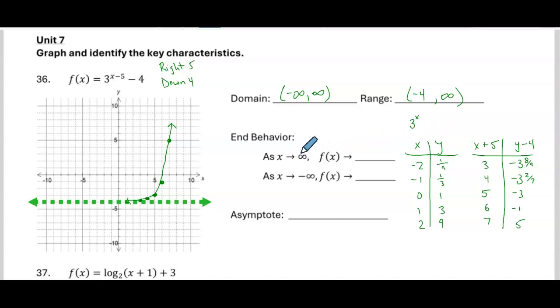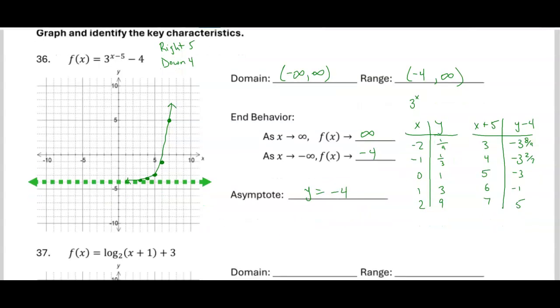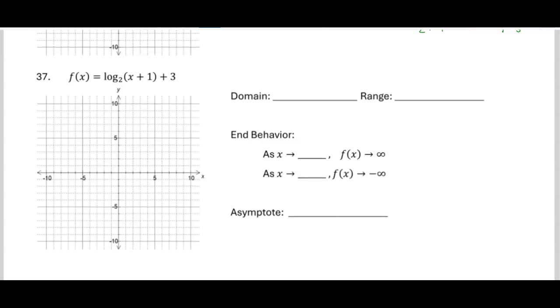For end behavior, as we move to the right, we are going up and off the grid. As we move to the left, we're not going down and off the grid, we are going to this -4 asymptote. And when we describe a horizontal asymptote, it is a y equals line. So y equals -4.